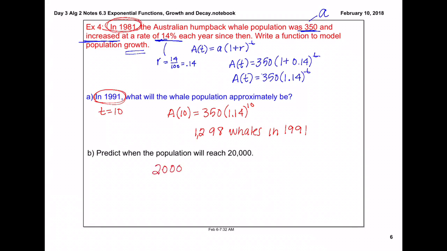Predict when the population will reach 20,000. So this time we're plugging our 20,000 in for our final amount. 20,000 equals 350 times 1.14 to the t power. And again, we're at a situation where we aren't quite sure at this point how to figure out what our years are. But we will eventually be able to solve that.